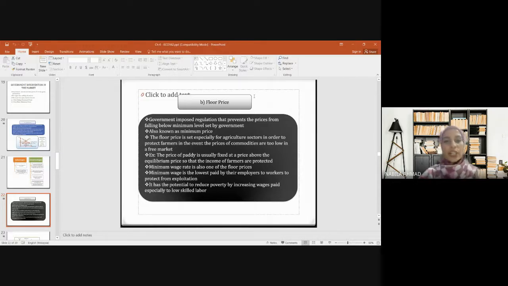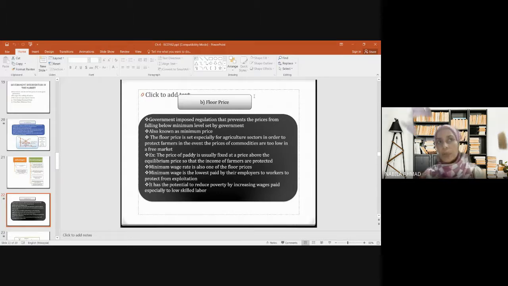Maknanya apa saja pekerjaan, minimum wage wajib 1,200 dan ke atas. Okay, right. So minimum wage ni konsep dia sama macam price floor. Right, so it is the lowest paid by their employer to worker to protect from exploitation. So biasanya minimum wage ni government tengok poverty line lah. Maknanya kadar kemiskinan kita kan berapakah jumlah gaji yang akan menyebabkan seseorang tu miskin lah.